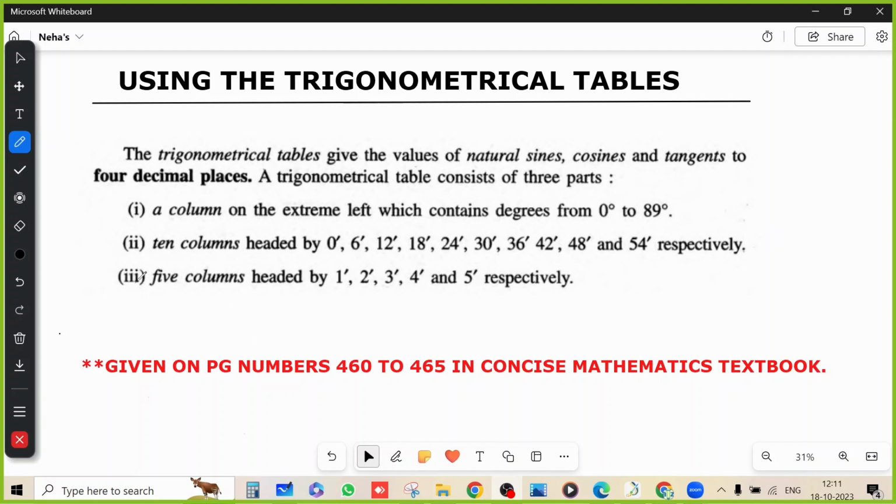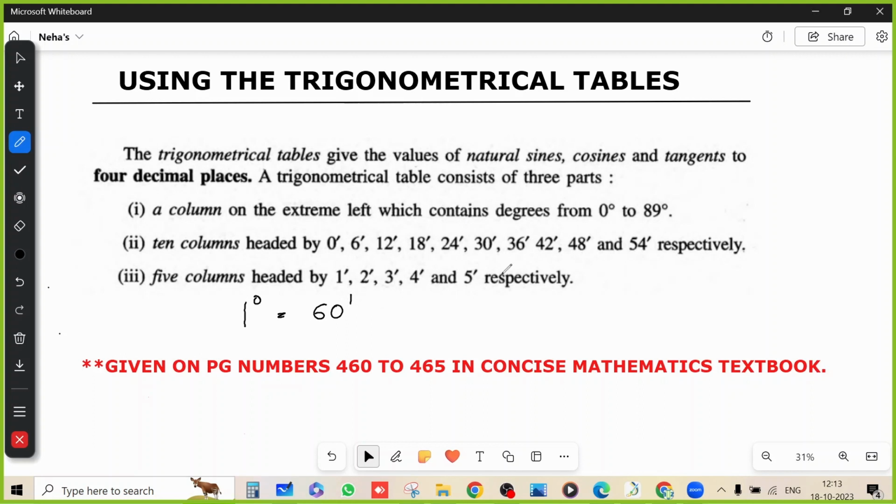There would be another 5 columns headed by 1 minute, 2 minute, 3 minute, 4 minute and 5 minute respectively. Now when we are talking about minute, it means when 1 degree is divided into 60 equal parts, then each part is called 1 minute. So basically 1 degree is equal to 60 minutes, and this is the symbol of minute.